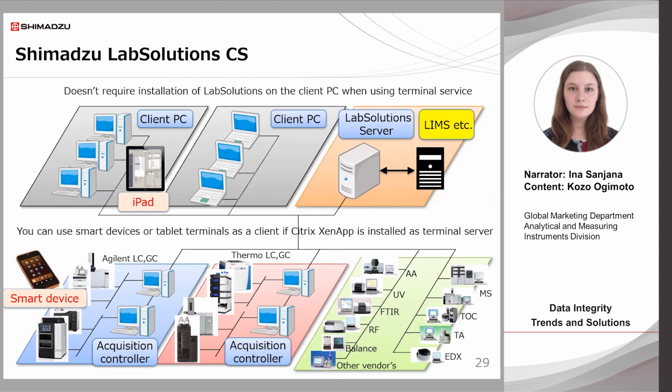In addition to LCs and GCs, LabSolutions CS has the ability to connect UV, FTIR, and other spectrometers and other devices via a network, and the data and users can be managed centrally by a server. The server can also securely store data from non-Shimadzu devices. So this kind of LabSolutions CS system enables more efficient implementation of DI support.